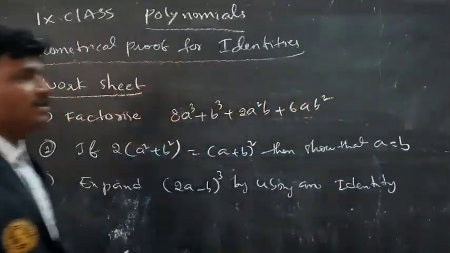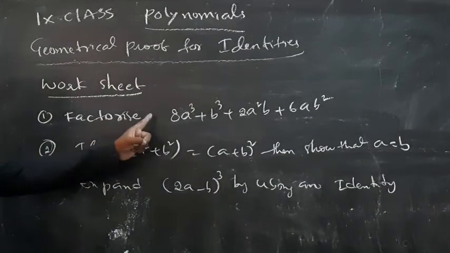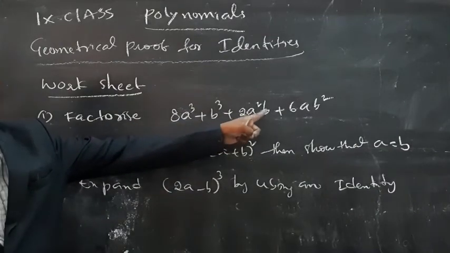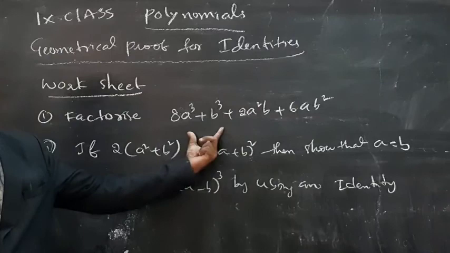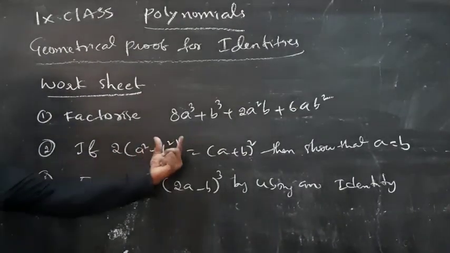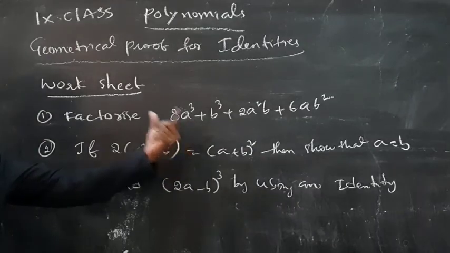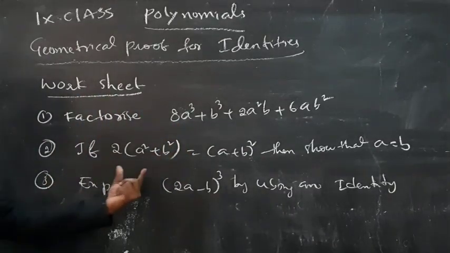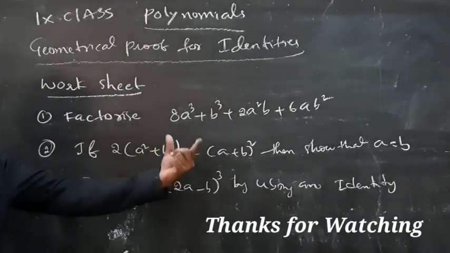Ninth question, here is the worksheet. Factorize 8a cube plus b cube plus 12a square b plus 6ab square. Use the a plus b whole formula. If 2 into a square plus b square is equal to a plus b whole square, then show that a is equal to b. Expand 2a minus b whole cube by using a suitable identity.